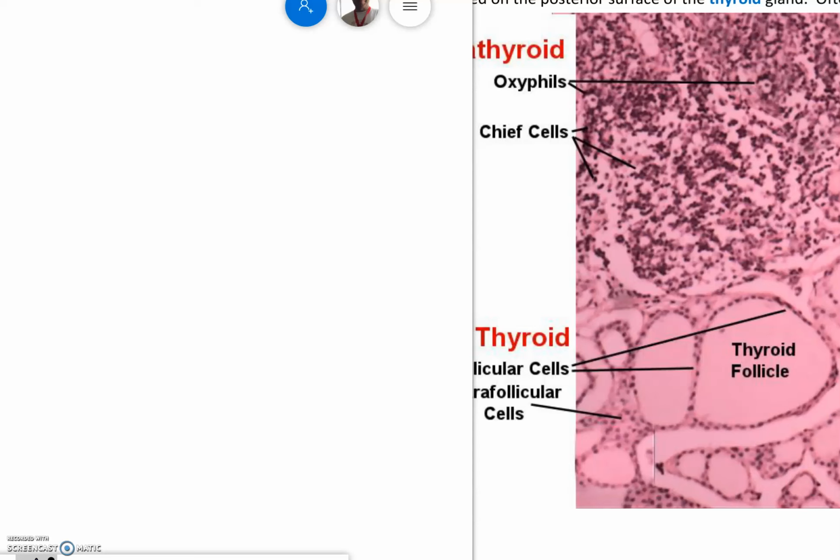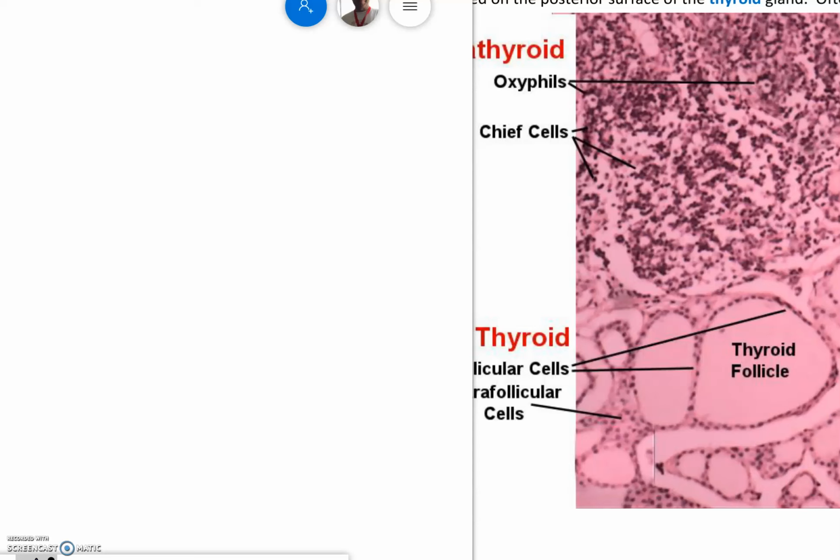So these follicular cells are cells that surround the follicle, and their job is to make thyroid hormone. Now in here, we have parafollicular cells. The parafollicular cells get their name because they're between the follicles, and their job is to make something called calcitonin.